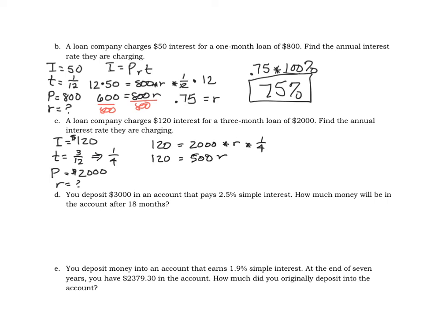And now I'm going to divide both sides by 500. So R gives me 24 hundredths. So I'm going to want to go ahead and multiply that 24 hundredths times 100% to change to percent, and I get 24%. That is our interest rate.